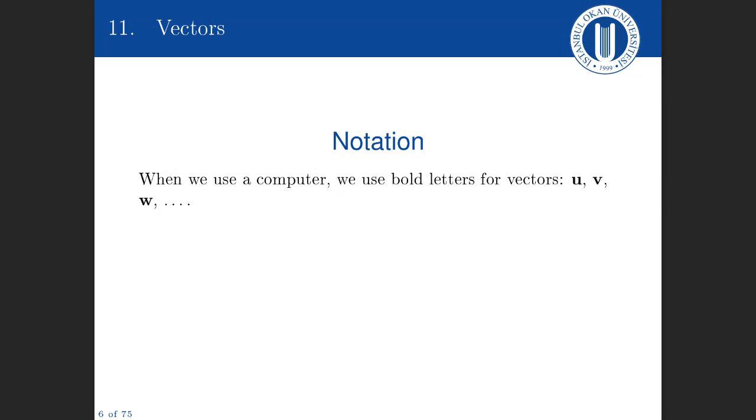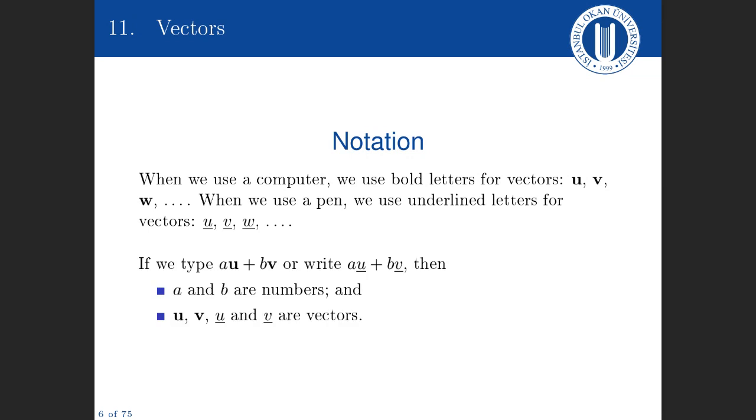When we use a computer, it's standard that we use bold letters for vectors. For example, bold U, bold V, bold W are vectors. That's a little bit difficult when we're using a pen or a pencil. So when we use a pen, instead we use underlined letters for vectors. Underlined U, underlined V, underlined W, etc. are vectors. So for example, if we use a computer, we type aU plus bV, or if we use a pen we write a underlined U plus b underlined V, then a and b are numbers, U and V are vectors.